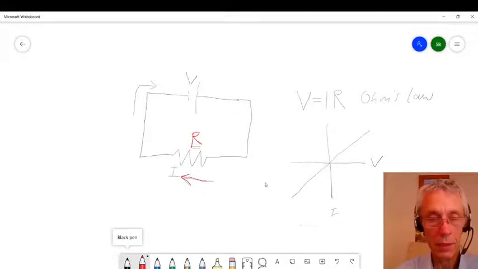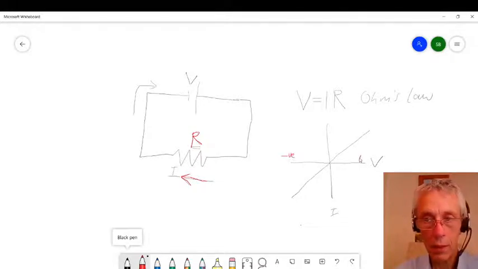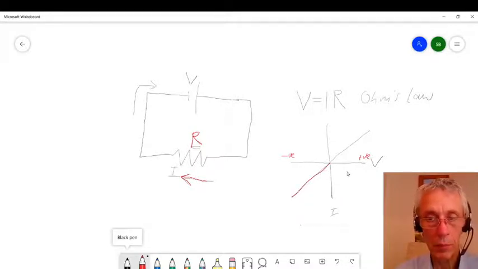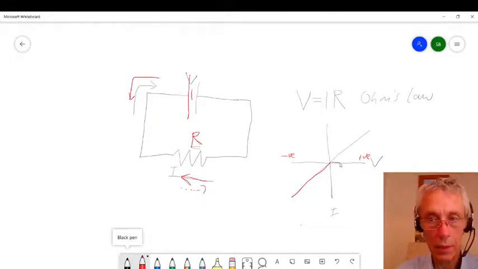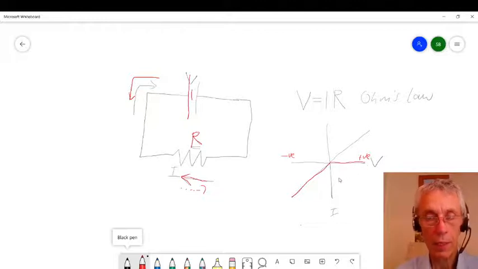In this case, if the voltage is, shall we say, negative, what we find is it allows the current to pass through. But if I now switch the voltage the other way round, so the current wants to go that way, it doesn't let it. It only lets the current go in one direction. So this is called rectification.